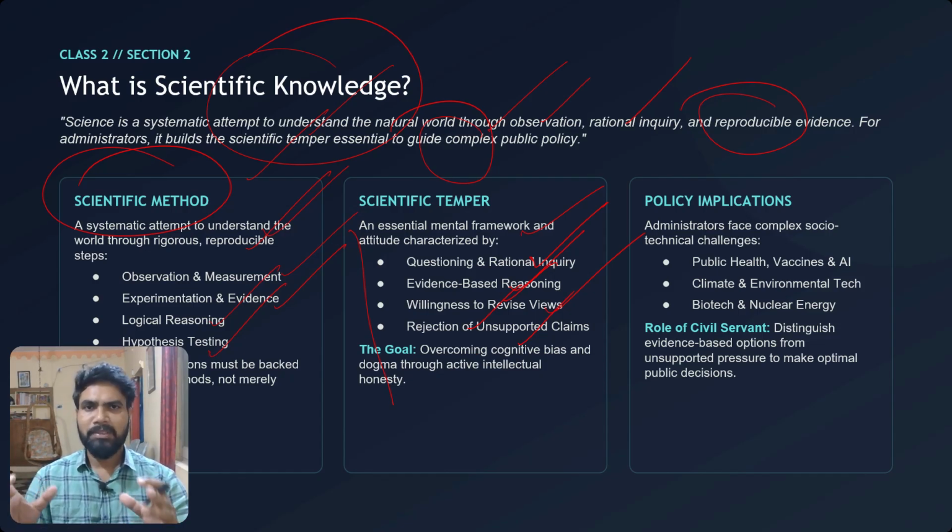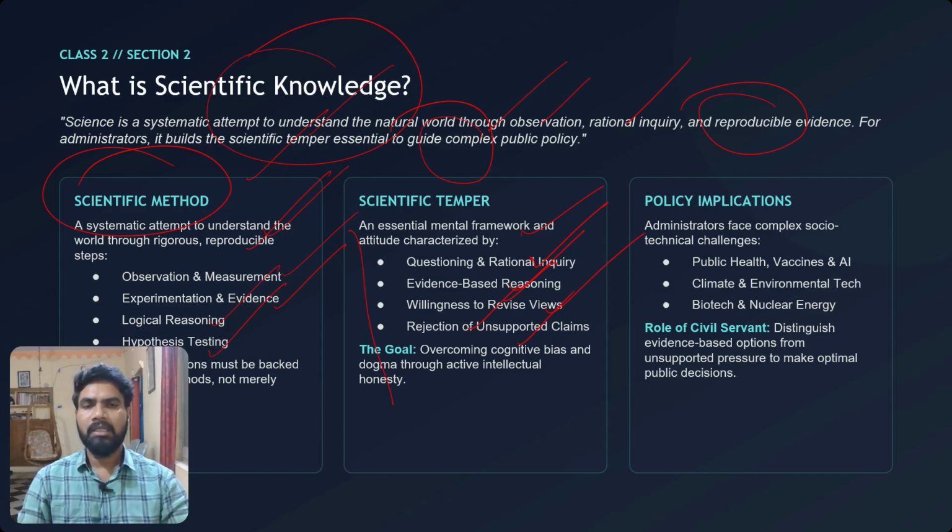Okay, let me give you a simple example. People say you should not see a solar eclipse or lunar eclipse. You can either blindly believe that, or you will ask further questions: why should we not look at the solar eclipse, what happens if I look at it, etc. You have to question it and keep on questioning until you get the right answer. This is what is called scientific temper.